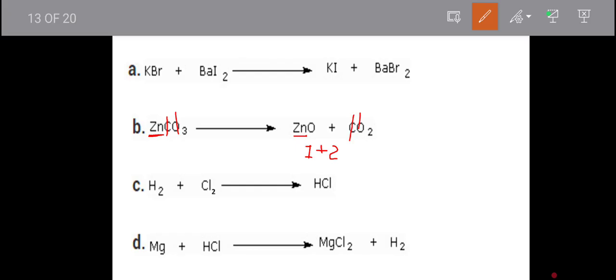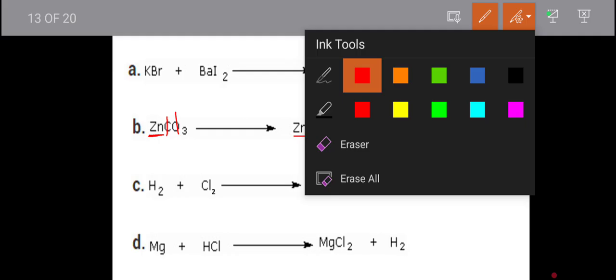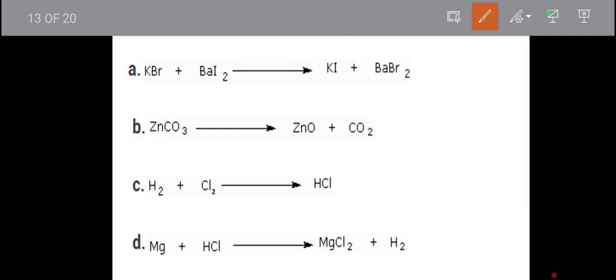Sometimes in the question they will give you a series of equations and ask you to identify which is a balanced equation and which is an unbalanced equation. If it is unbalanced, you have to balance that equation. Got it? Now let's do the third one.